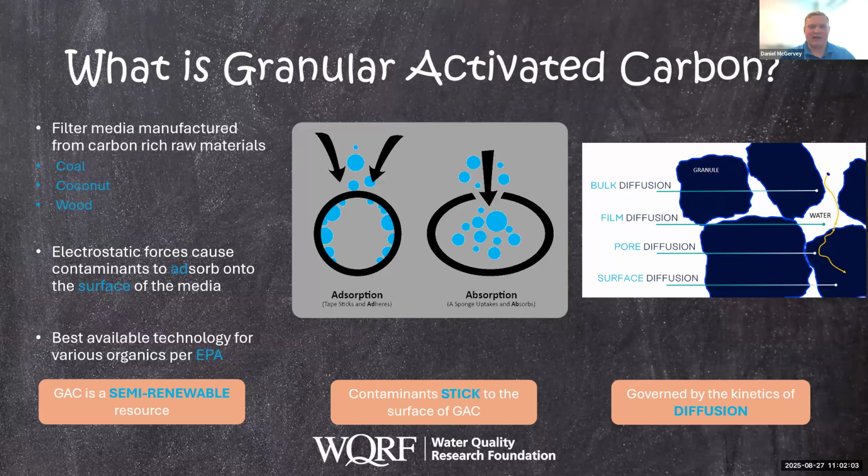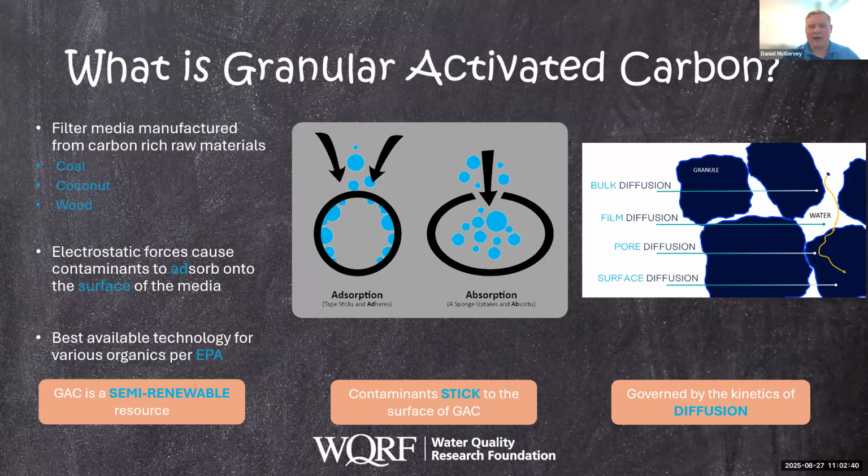So granular activated carbon is a filter media that is manufactured from carbon-rich raw materials. Technically, any carbonaceous material can theoretically be used as an activated carbon, but there are some that are a little bit more common, a little bit more used, and just work a little bit better in general. Some common ones are coals, different grades of coal, like bituminous and subbituminous and lignite, as well as coconut and wood, which are two other types that are commonly used as either granular or sometimes powder activated carbon.